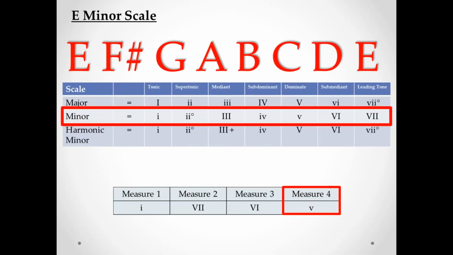Here's an example of a chord progression where we end on the 5 chord and go back to the 1 chord. The chord progression we're using is a 1, a 7, a 6, and a 5. That gives us an E minor, D major, C major, and a B minor. Here's an example of that now.